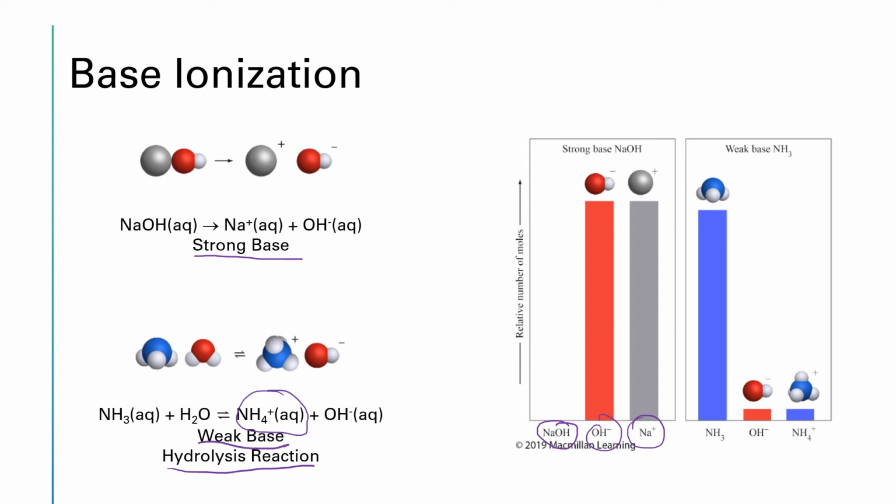So in the weak base ammonia, the equilibrium constant is very small, which means it favors ammonia molecules. So in this bar graph, we have mostly ammonia, and then we have just a little bit of the hydroxide ion and the ammonium ion. So again, in the strong bases, we've got tons of the hydroxide, which is the active ingredient in a base, and in a weak base, we only have a very little bit of that available.